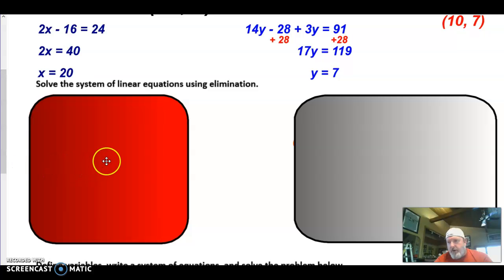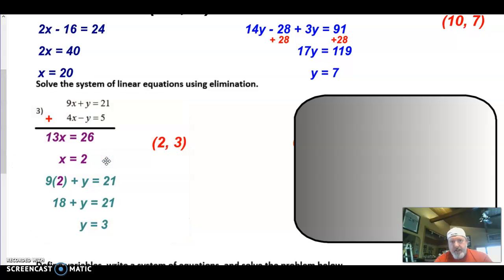This next group here, now we're going to use elimination. They were kind to us with number 3. Notice the y's are opposites. So I can add them right away and the y's will cancel out. And we'll get 13x equal to 26. And then I'll divide. So x is 2. At that point you have your choice. You can plug it into either equation you want, either the top one or the bottom one. I just chose to put it in the top one and solve for y, and so y was 3.